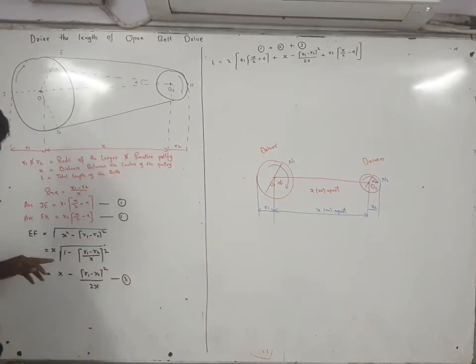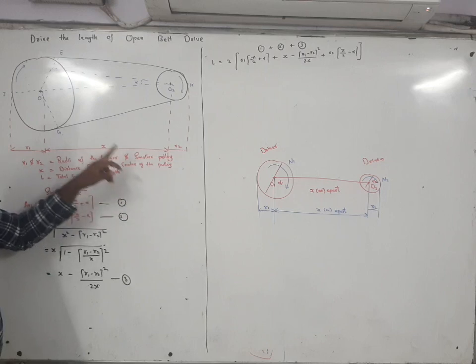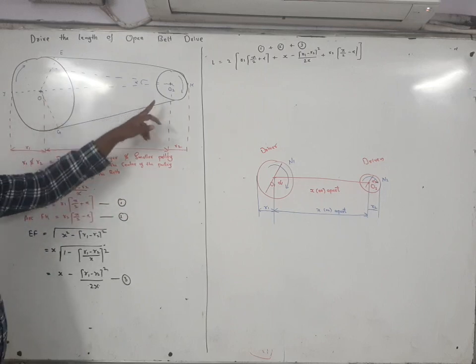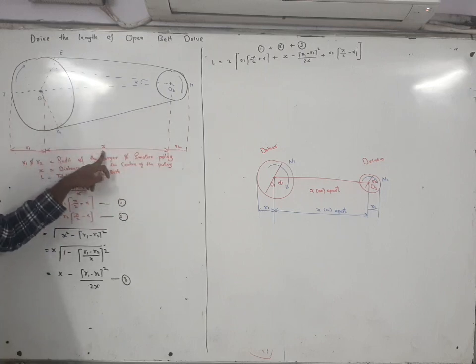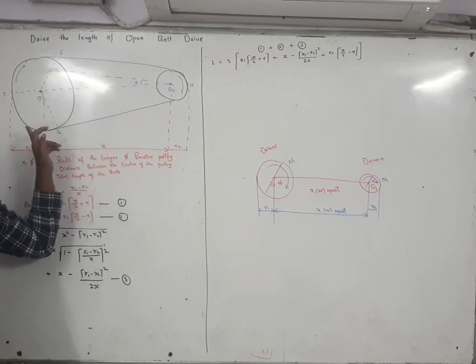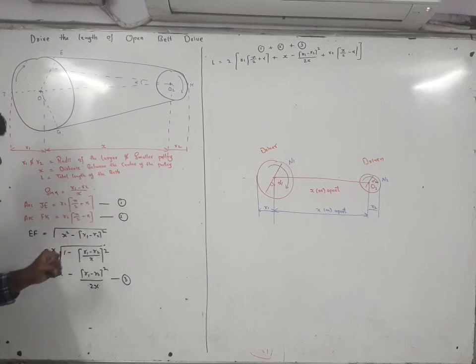So first, what you have to remember: X is known as the distance between the centers of the pulleys. From this center to this center, whatever the distance is, that one is known as X.